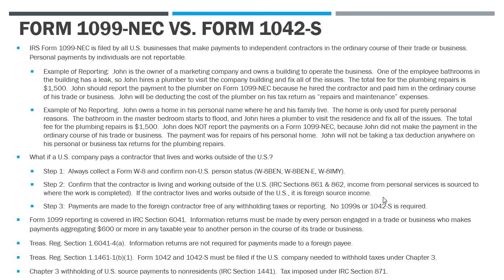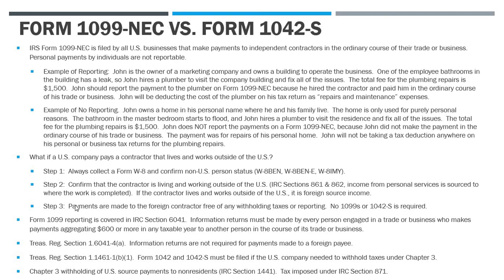When we look at payments for compensation, again, it's sourced to where the person is doing the work, lives and works, right? So this is the second important piece here, is you want to make sure that this person is living and working outside the U.S. because then it's foreign source income, it's not U.S. source.